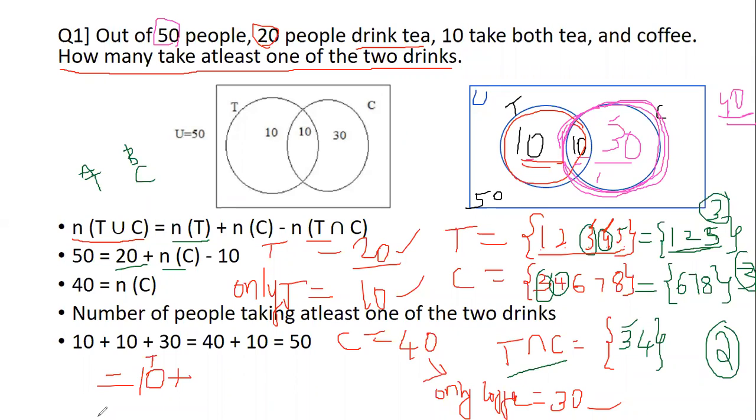Now everybody understood? Okay. Now let's come back to whatever they have asked us to solve. How many take at least one of the 2 drinks? So first we have only tea. Now, how many people drink only tea? You guys have to answer me. How many people drink only tea? 10. How many people drink only coffee? I want everybody to reply. I only see a few, 4-5 familiar people replying. Everybody else must reply.